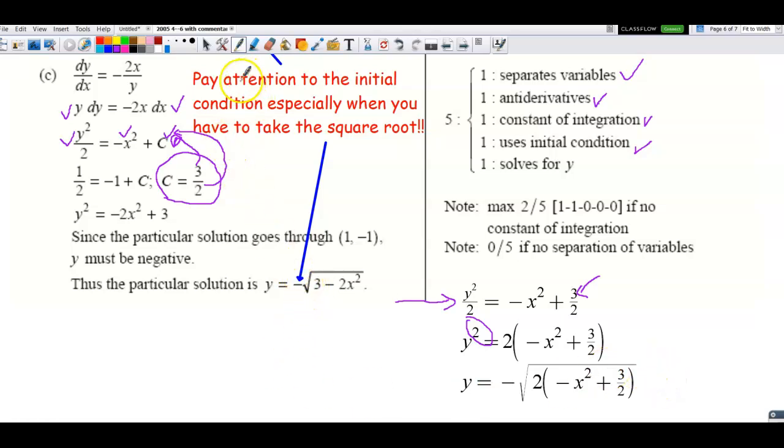Now the biggest thing is to pay attention to the initial condition, because when you take that square root, you have to look at the solution, and the solution y value is negative. So this is demanding and calling for the negative part of the square root, not the positive. So this has to be negative to get that last point. And so that's the solution to the differential equation.